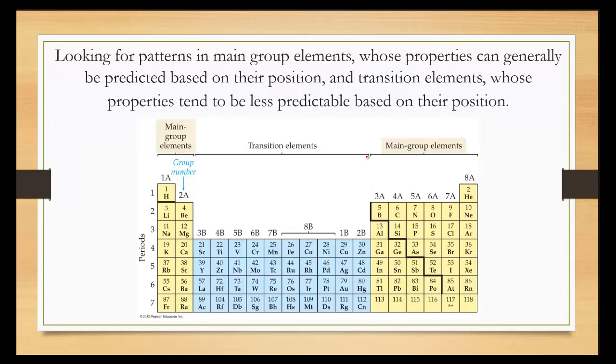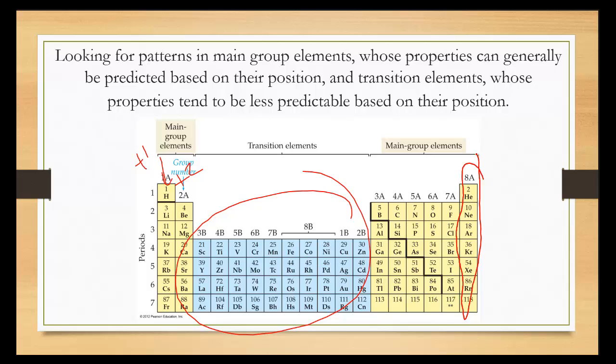So looking at patterns in the main group elements, whose properties can generally be predicted based on their position, and transition metals, whose properties are less predictable based on their position. So if we're looking at patterns, the first row tends to lose 1 electron, making it a +1 charge. The second one tends to lose 2 electrons, because they're all trying to be like the noble gases, which are inert. They don't react. Group 3A tends to lose 3. Notice group 4 is halfway to 8, so it can go in either direction.